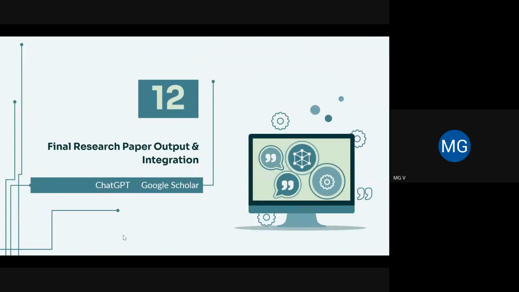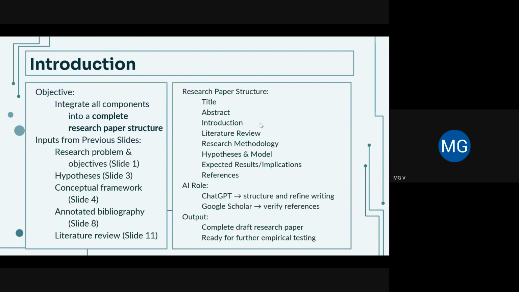Now the last topic of the day, final research paper output and integration making use of ChatGPT and Google Scholar. This final step integrates all outputs generated throughout the workshop into a complete research paper structure. You have already developed key components, including research problem, objectives, hypothesis, conceptual framework, and literature review. The task is now to organize these components into a formal academic structure aligned with Cooper standards.